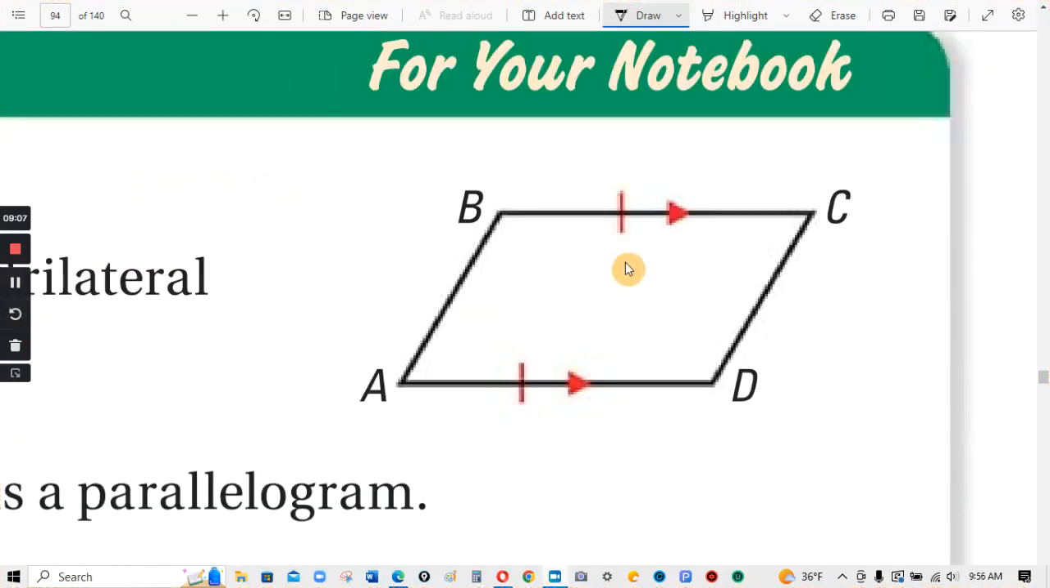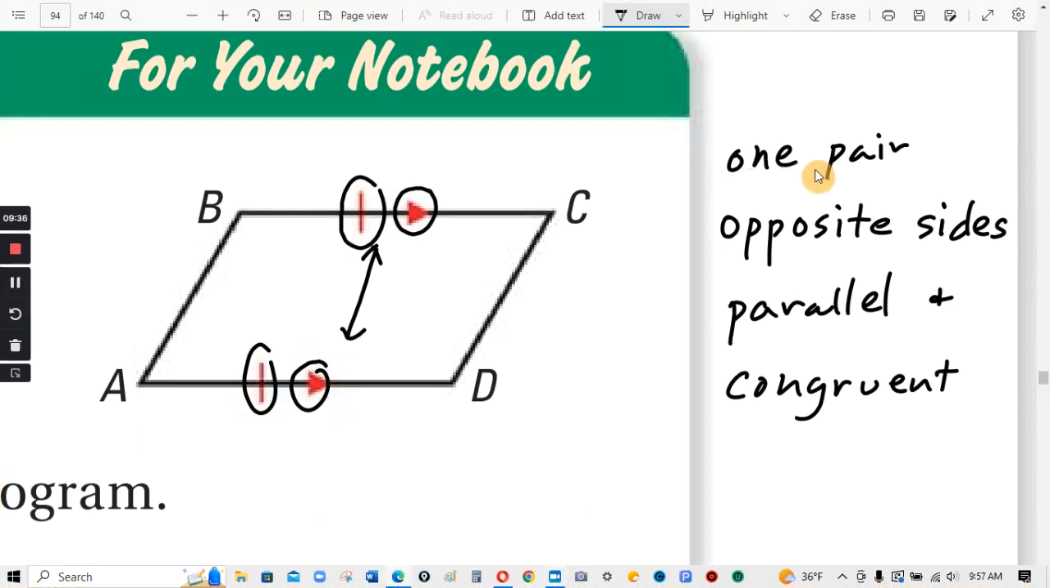All right, we are looking at opposite sides, the ones across from each other. We can see they are congruent. It's marked with the tick mark that indicates they are congruent. And we can see they're both parallel. This little red triangle here indicates that they are parallel. So BC and AD are both parallel and congruent. That proves it's a parallelogram. All right, so one pair of opposite sides are both parallel and congruent. That proves it.